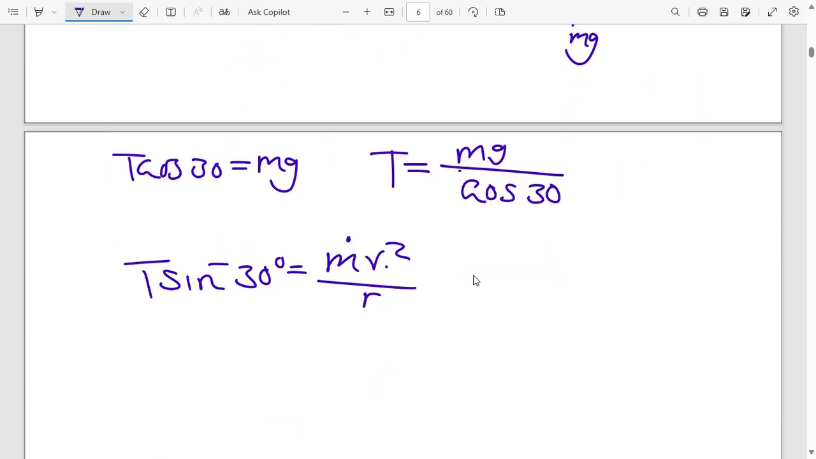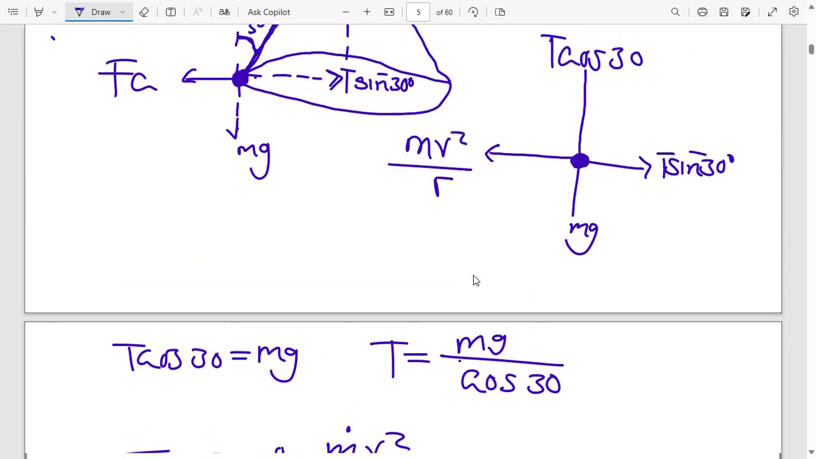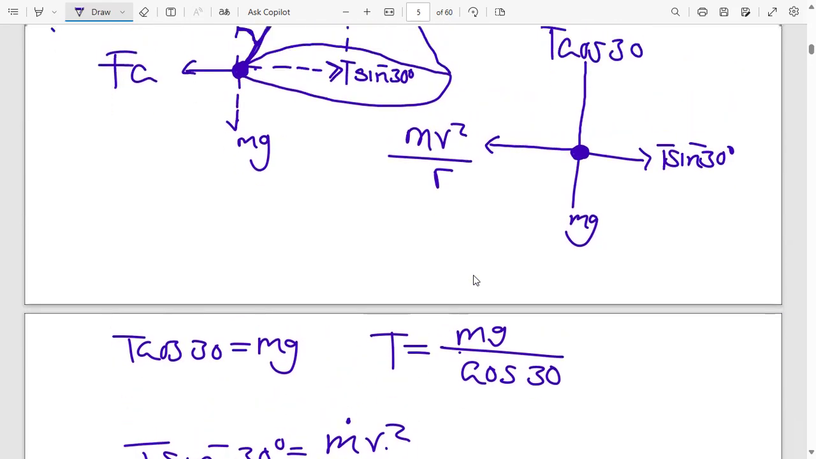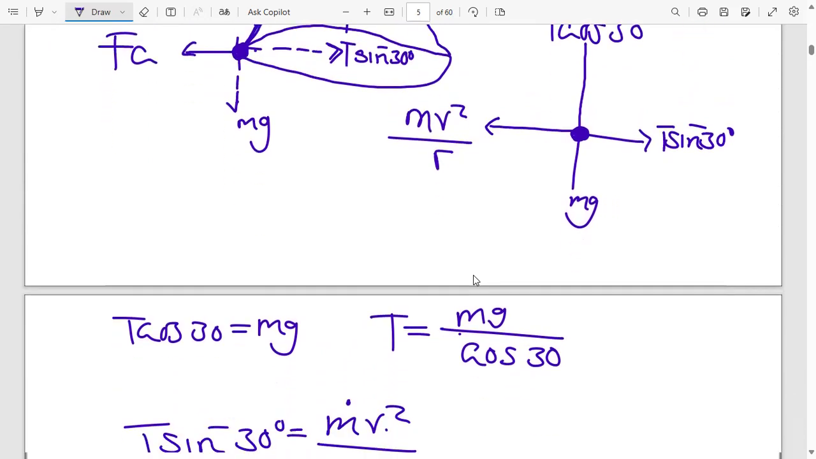So I'll say my R is equal to 1.2 sine 30 degrees. And this is going to give me how much? What will be the answer? 0.6. Okay.